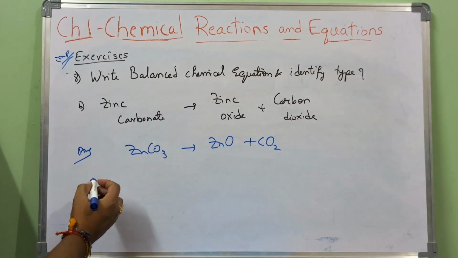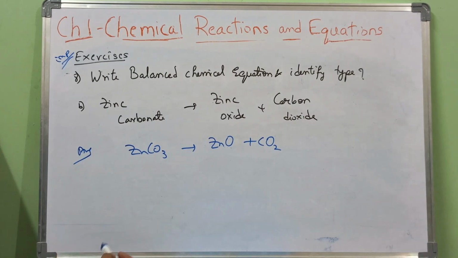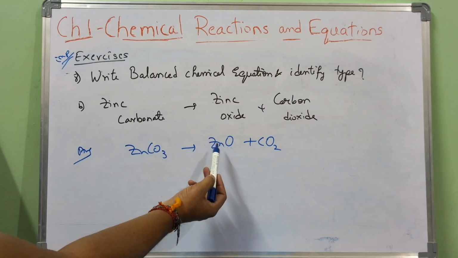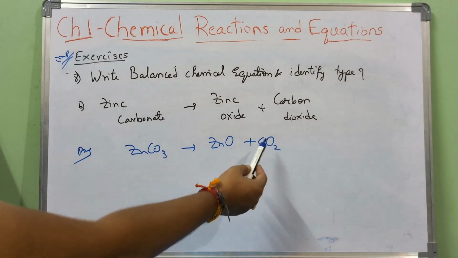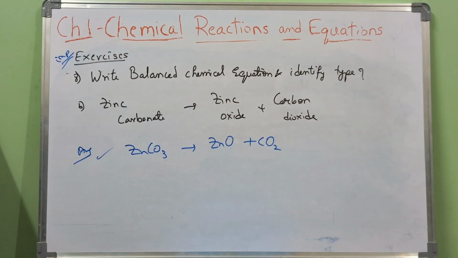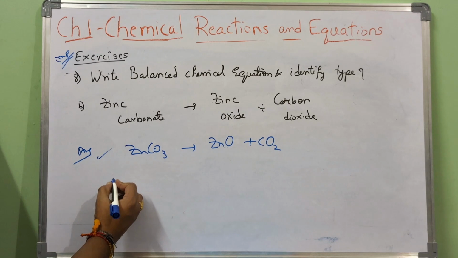So let's check directly. I will not draw the table again. Zinc 1 and 1, carbon 1 and 1, oxygen it is 3, and here it is 1 plus 2, that is also 3. So I can confirm that this is a balanced chemical equation because all the atoms present on the left side are equal to the total count of atoms on the right side, that is zinc, oxygen, carbon. So what is the type of this chemical equation? This belongs to decomposition.